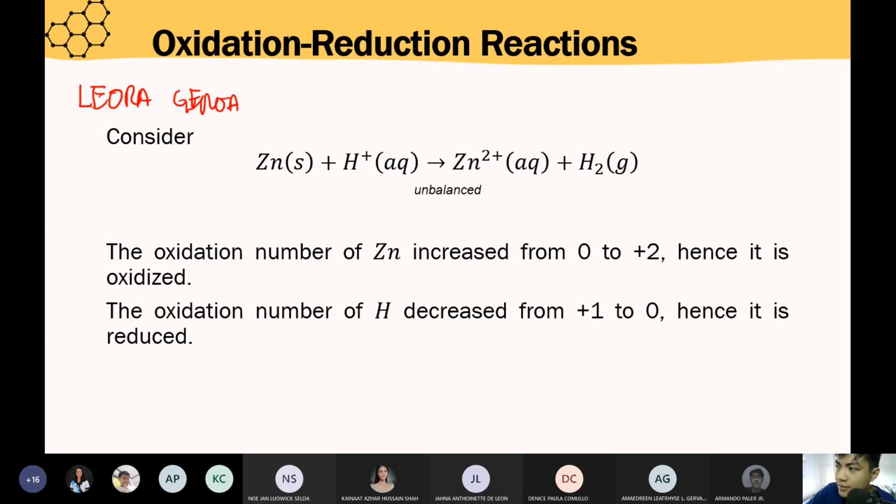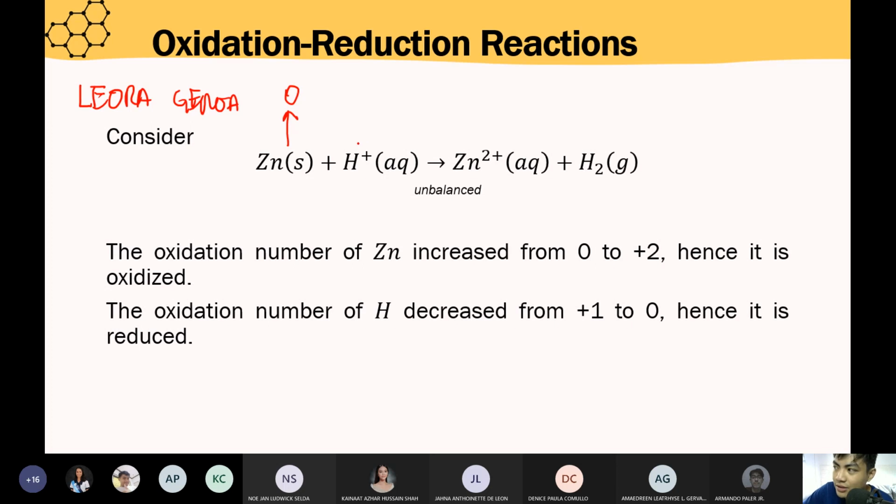Okay? So, we have zinc plus H plus producing zinc 2 plus H2. So, zinc, the oxidation number of zinc is 0. This is monoatomic. Isang atom lang yan. And it doesn't have any charge. Ibig sabihin, elemental yan. Okay? Elemental yan pag ganyan. Okay? So, isang element, isang atom, walang charge. Ano yan? Elemental state yan. And again, sabi sa rule number 1, if you have an elemental state, 0 yung charge ng element na yan.